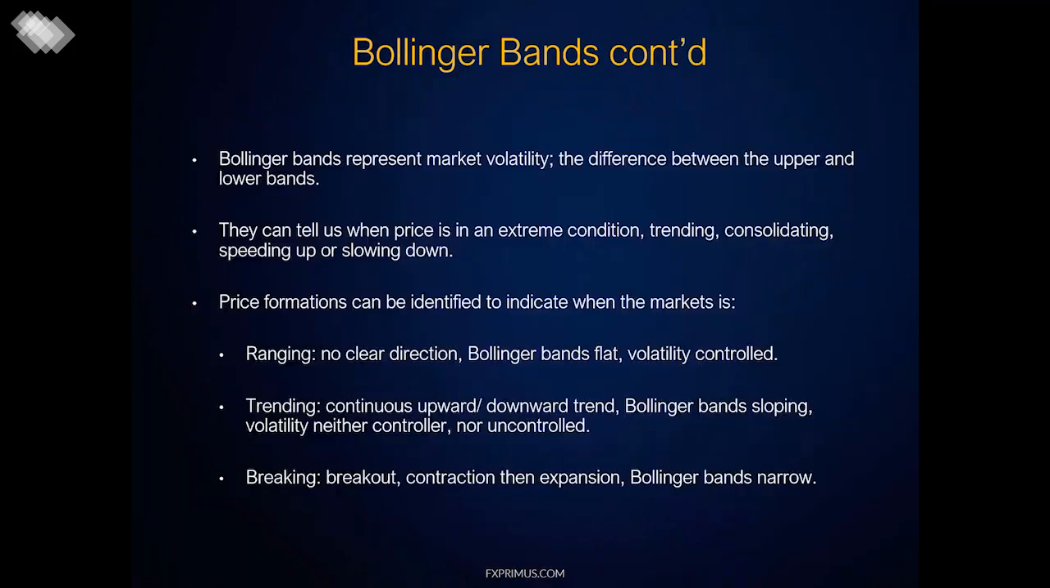Let's continue on this. The Bollinger Bands represent market volatility, as I just said, the difference between the upper and the lower bands. They can tell us when price is in an extreme condition, when price is trending, and when price is consolidating, speeding up or slowing down. Now, price formations can be identified to indicate whether the market is ranging, trending, or breaking. When the market is ranging, there is no clear direction, the Bollinger Bands are flat, and the volatility is controlled. When the market is trending, there is a continuous upward or downward trend. The Bollinger Bands are sloping, either downward or upward. Volatility is not controlled.